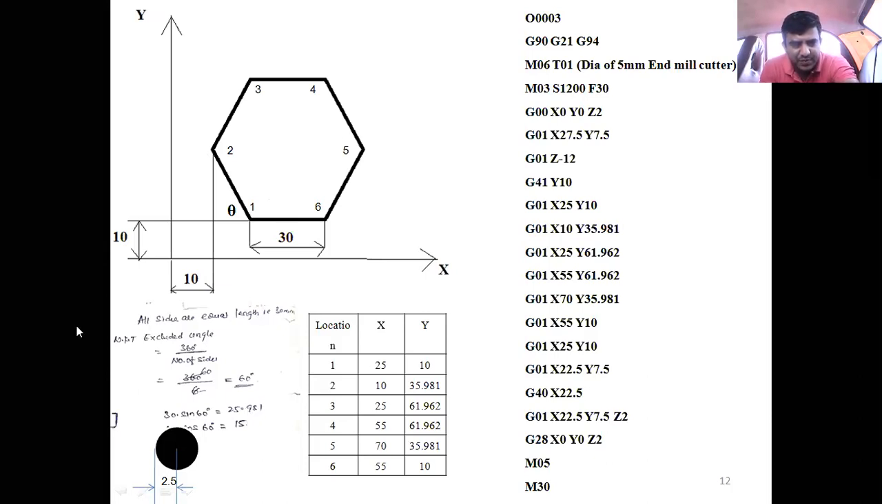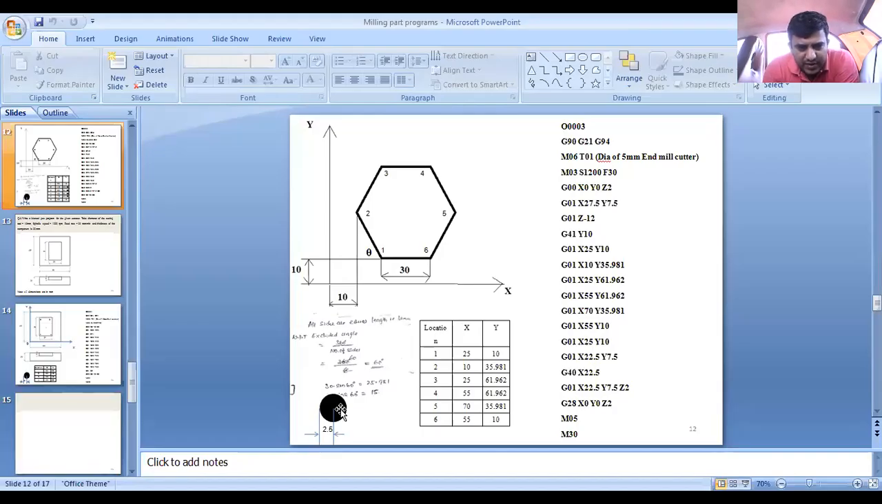This one, this slide. Yes, sir, it's visible. Yes.